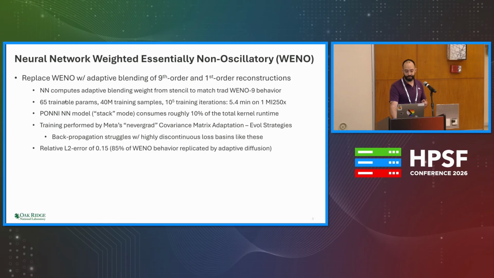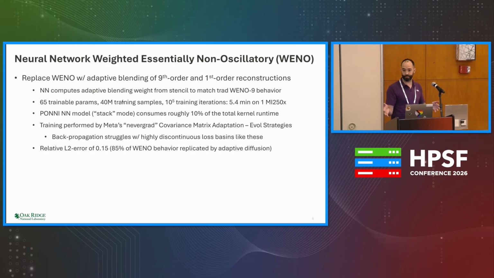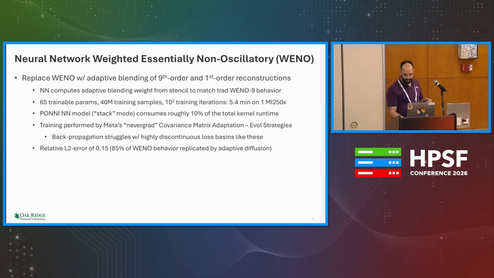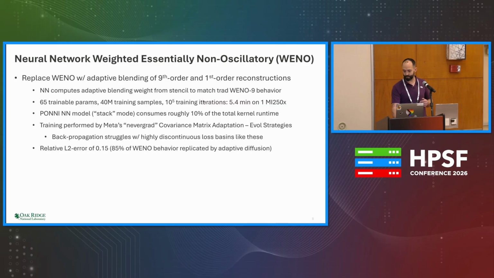This particular model had 65 trainable parameters. There were 40 million training samples where I was tensoring out every possible stencil combination you could get for typical advection. And about 100,000 training iterations using Meta's Nevergrad tool. Covariance matrix adaptation evolution strategies is the one that seemed to work the best, and it took about 5 minutes on a single AMD MI250X.